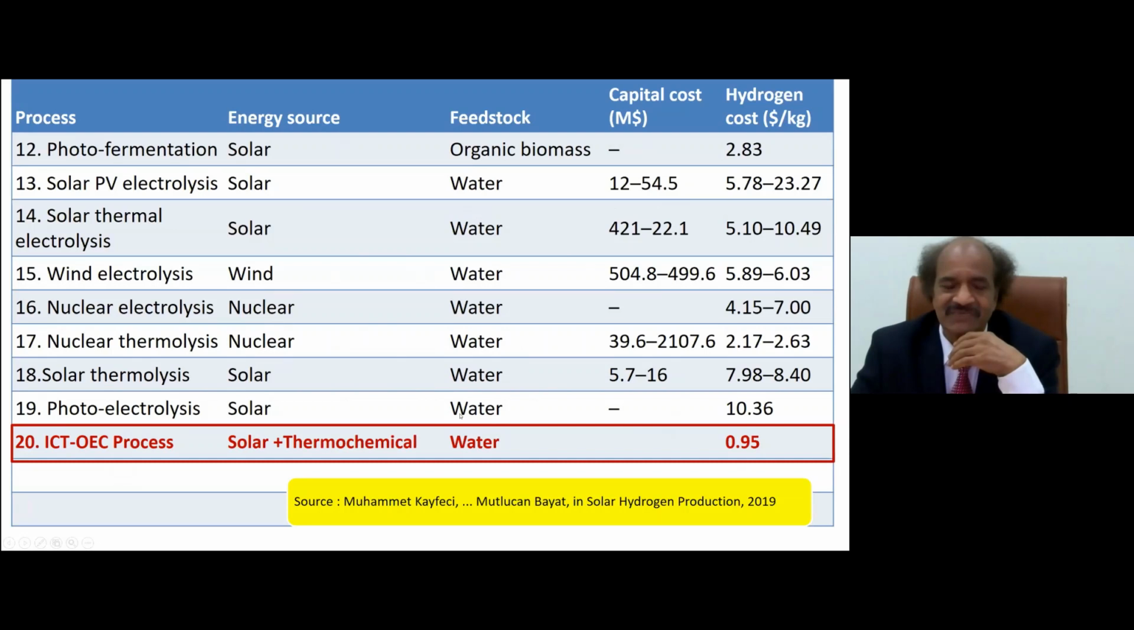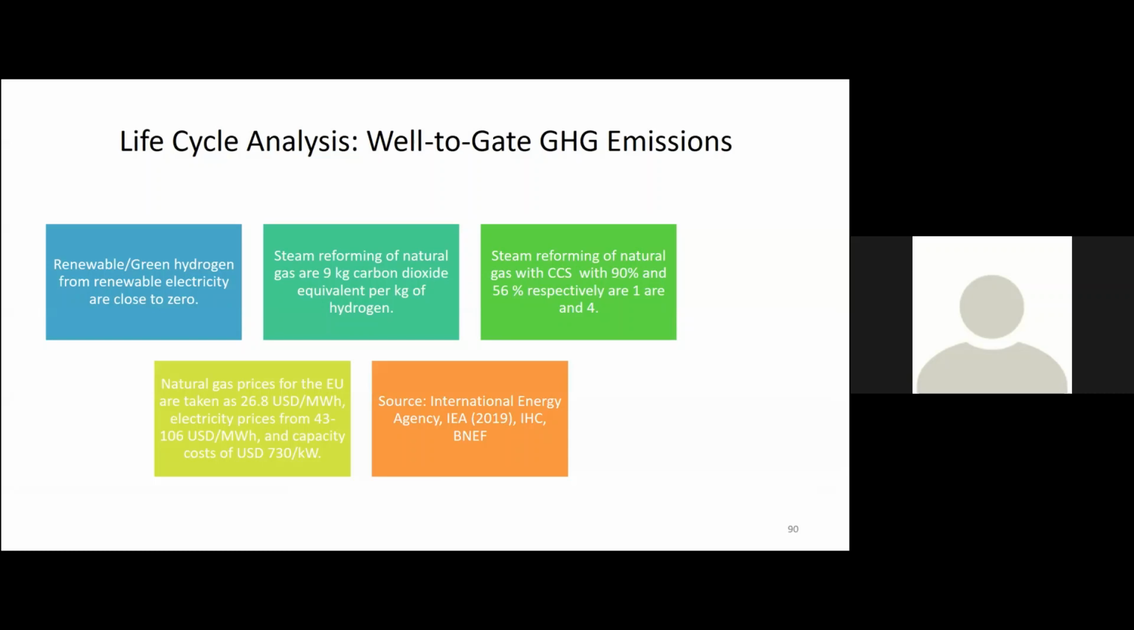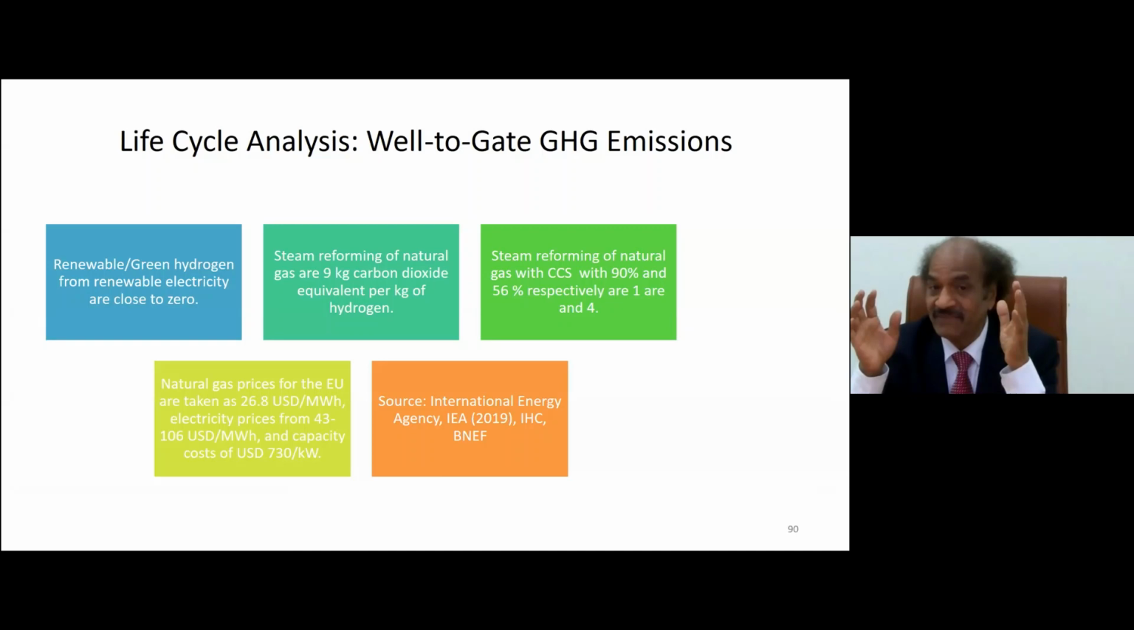I compare my process, which is solar thermochemical, and I can produce at 95 cents. Now we are going to Goa and setting up a big pilot plant with the help of ONGC and the government of India. When we do this life cycle analysis, green hydrogen gives zero greenhouse gas. Steam reforming of natural gas generates 9 kg. Steam reforming of natural gas with carbon capture of 90% and 56% gives 1 and 4 kg.